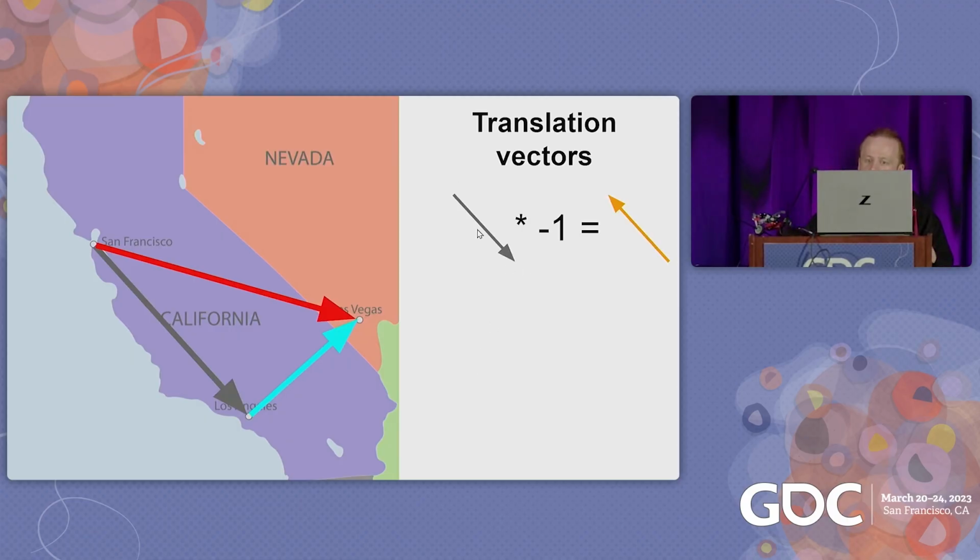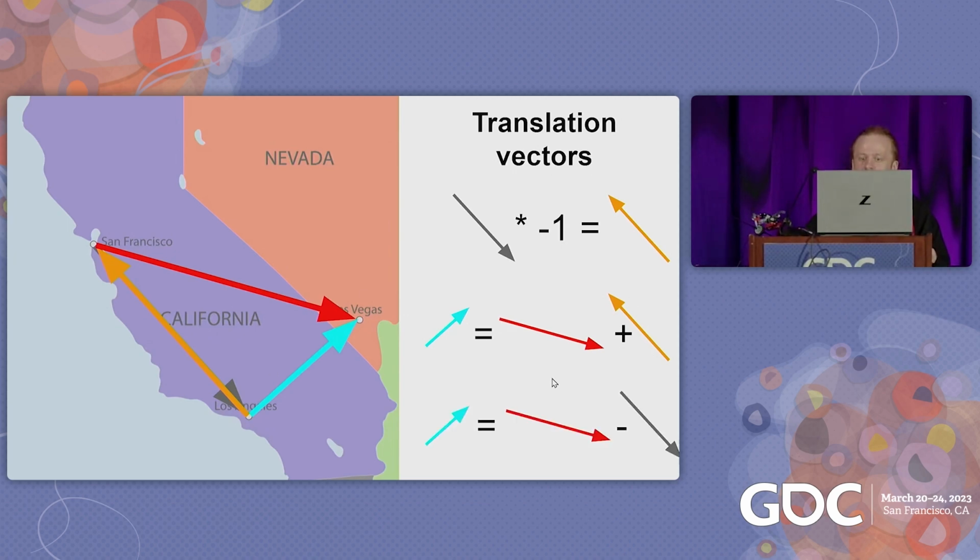Well, a thing that would be useful would be getting this orange vector, which is the opposite of the gray vector, which we can put down like that. And then, having gotten this orange vector, it turns out that the blue vector is the red vector added to the orange vector, because you go from there to there. And you can also write the blue vector as the red vector minus the gray vector, because it's the red vector plus the gray vector multiplied by -1.